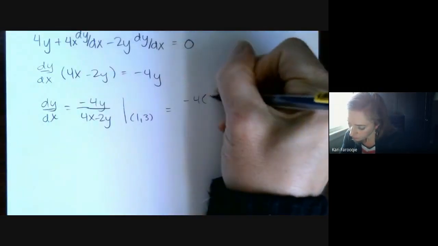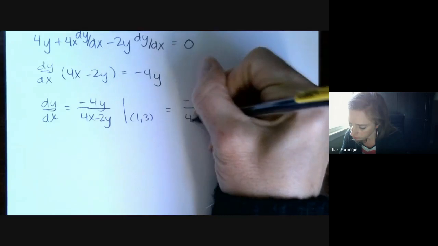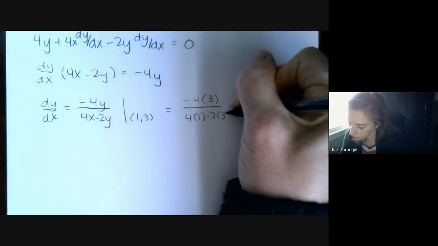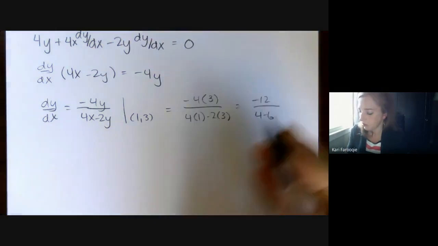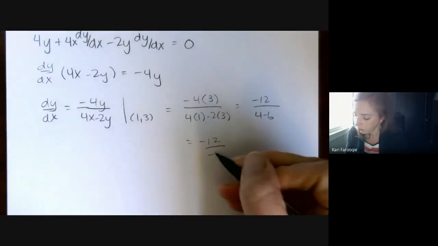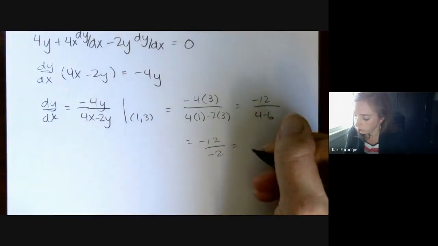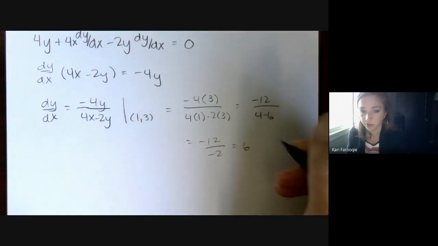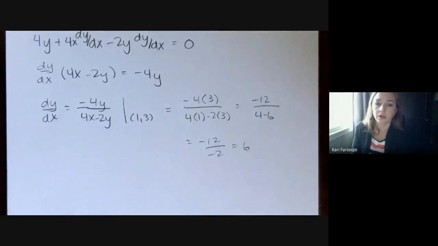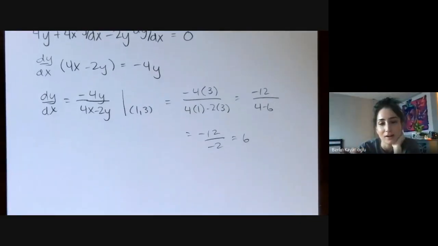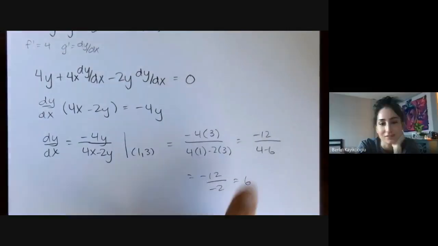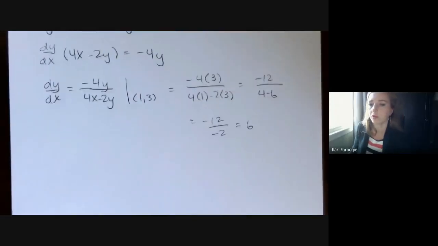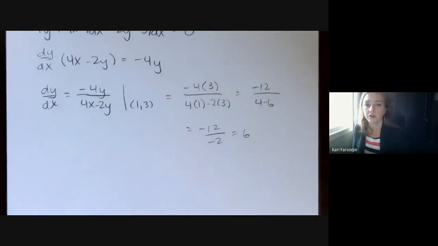So that's negative 4 times 3 divided by 4 times 1 minus 2 times 3, which is negative 12 divided by 4 minus 6, which is negative 12 divided by negative 2, which is positive 6. I put 4y instead of negative 4y, so that's why I ended up getting a negative slope. Okay, good to know. So we figured that out.